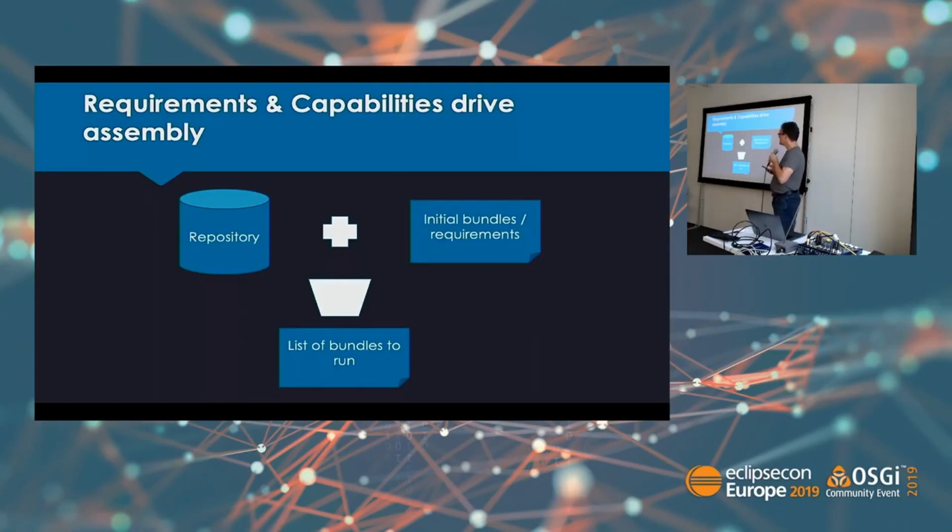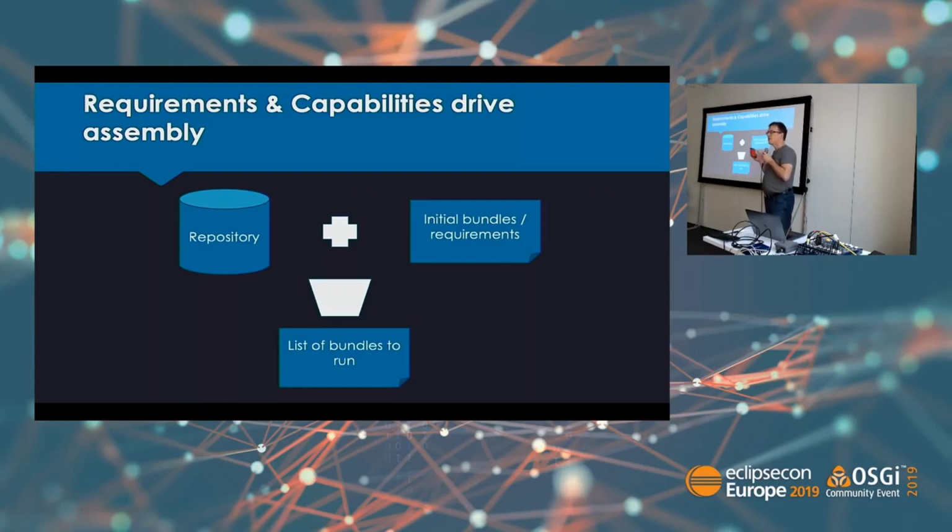And the way this works is basically with a repository. A repository is a list of bundles that might be installed, and then you have initial requirements. You say, for example, in my example code, I just put my bundle there and say, I want this bundle to run and everything it needs. Then you let the resolver work on that, and it takes as many bundles as needed out of the repository into the list of bundles to start, so your application is working.